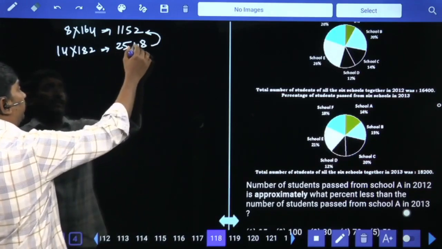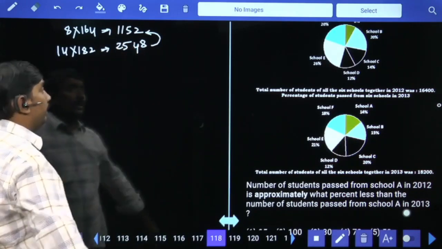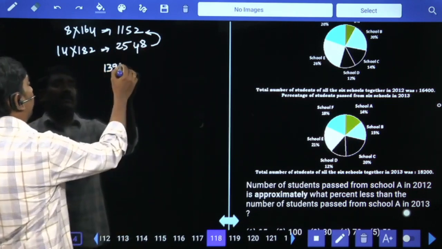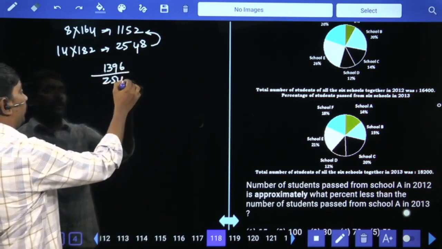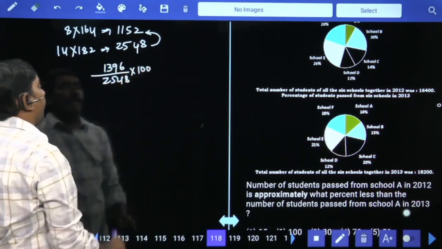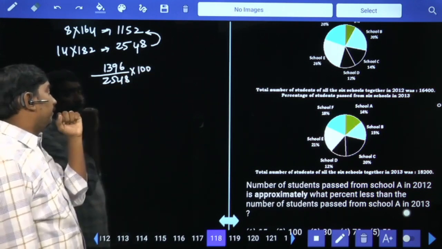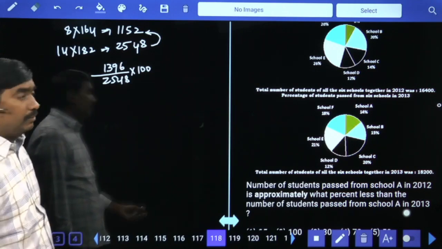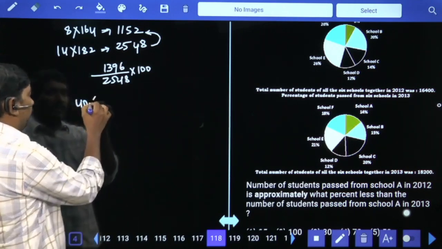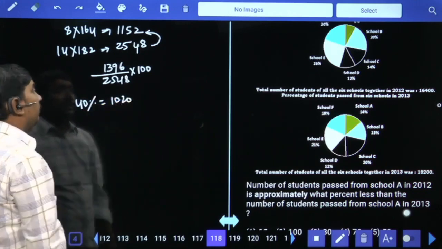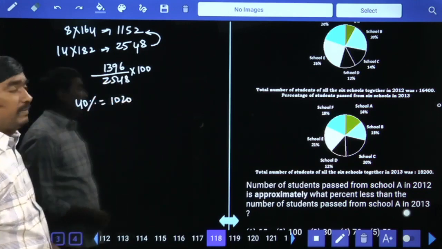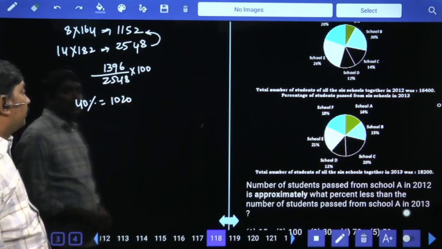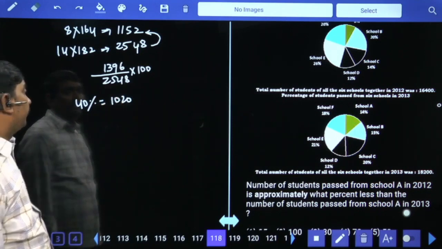So 25 minus 11, 1400. 48 minus 52 means minus 4, 1396. Difference by more value, 2548, into 100. 10% is 254, 4 times, 40% is 1016, around 1020. Still 396 means still we require 370 extra. 1% is 25 point something. So 10% is 350.